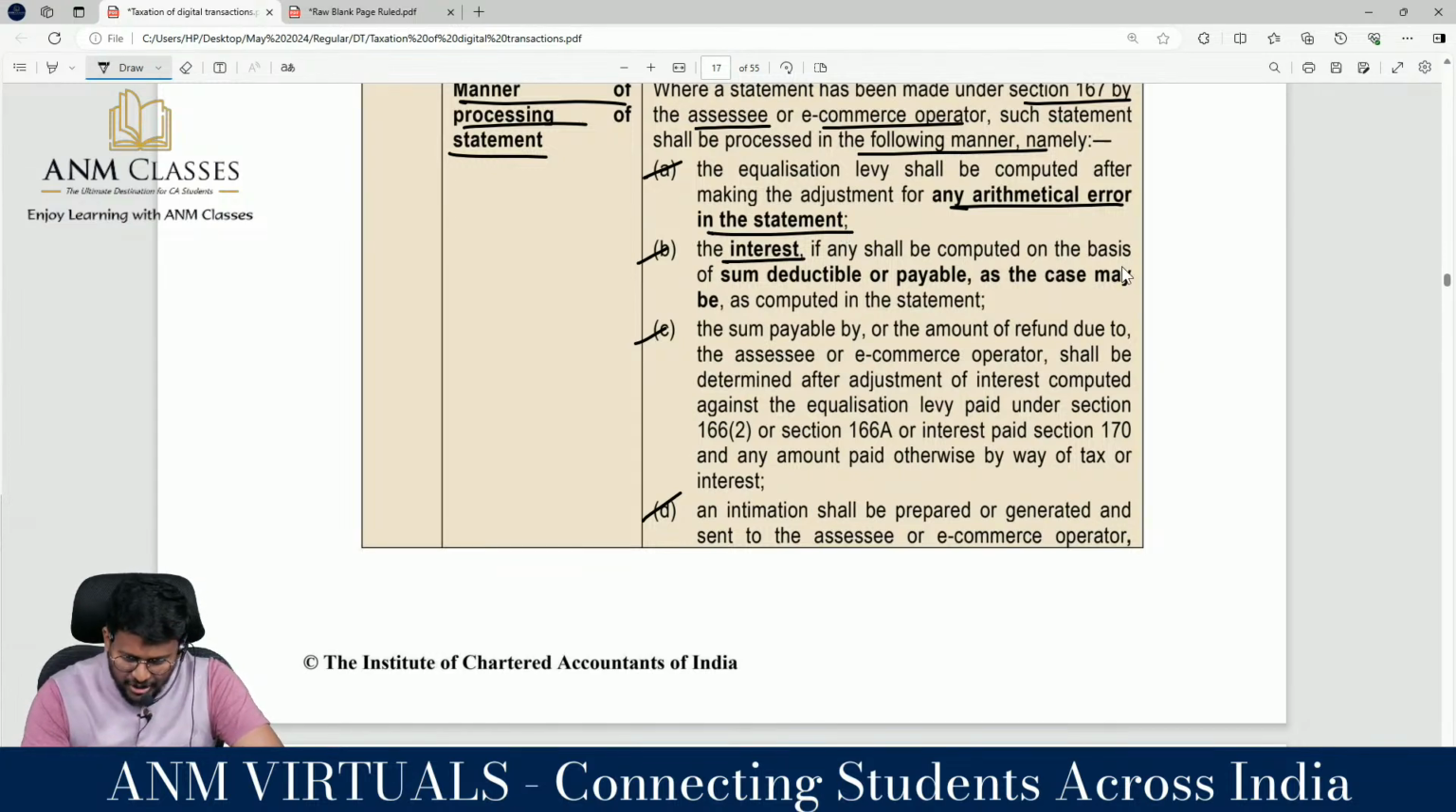The interest, if any, shall be computed on the basis of the sum deductible or payable, as the case may be, computed in the statement.